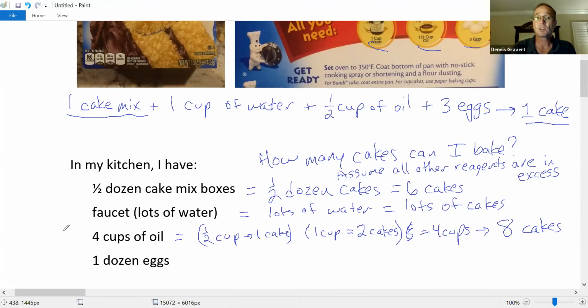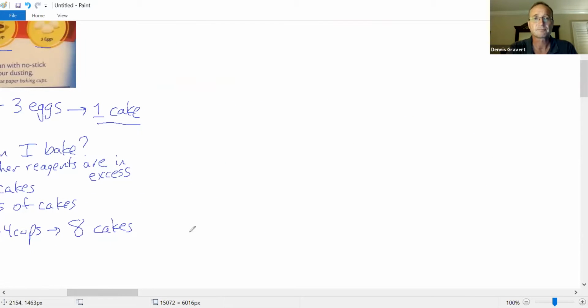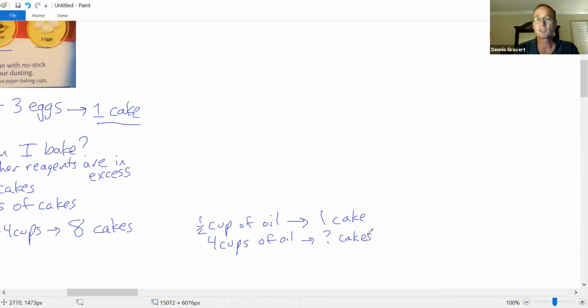That's pretty cool. We could have used a little dimensional analysis here too, right? We said we have half a cup of oil can make 1 cake if the oil runs out first. And we have 4 cups of oil. And the question is, how many cakes can we make? So we could have used dimensional analysis to solve this. We could have said, okay, what do we want? We want to know how many cakes. So how many cakes is what we want. What do we know? What are we given?